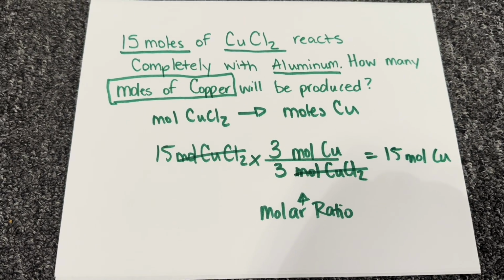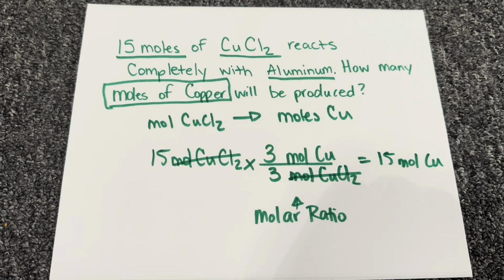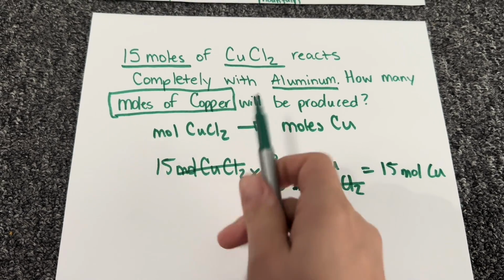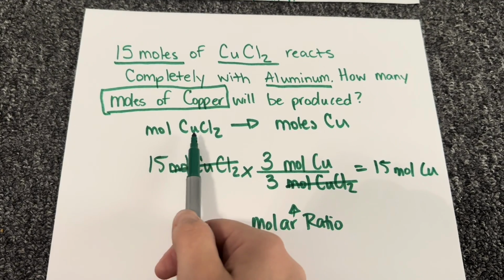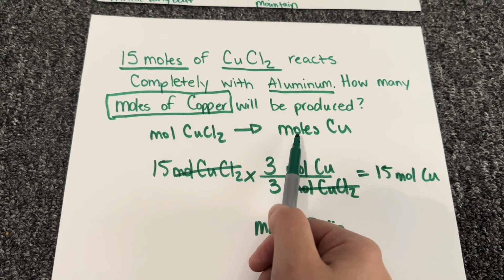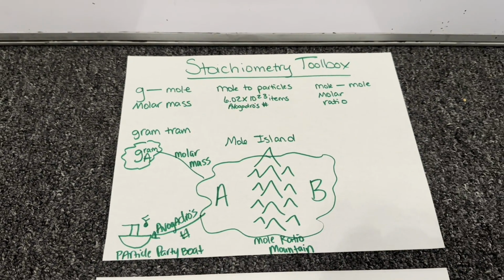So, not that hard. You just have to slow down and make sure you make your roadmap so that we know what we're converting to, what unit we're currently in, and what we're trying to convert to. And then we've just got to learn how we apply our tools to get us there.